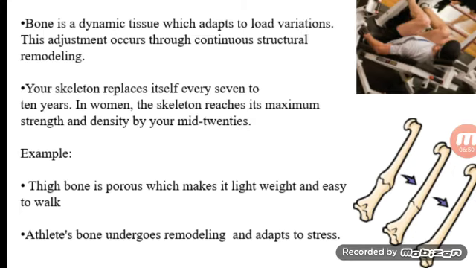Another feature or example, an athlete's bone undergoes remodeling and adapts to stress. Have you seen that the hand with which an athlete plays is stronger, those bones are stronger and get a little remodeled due to physical activity. Besides this, in case of fractures or breakage, bones can be repaired. These are the characteristic features of bones.